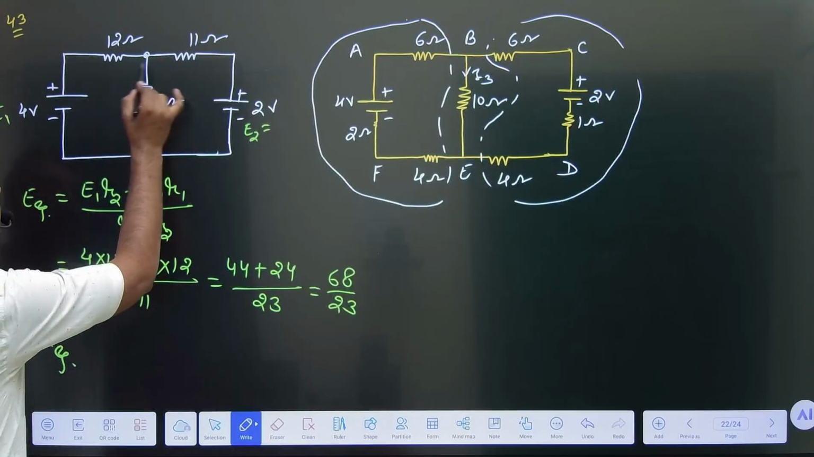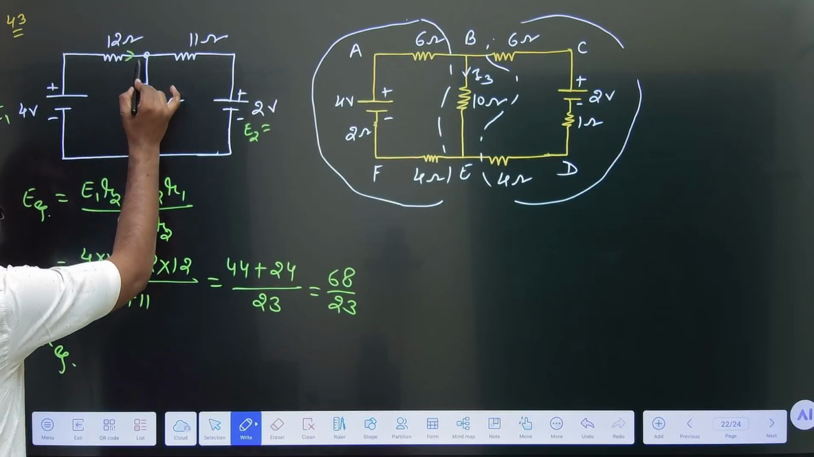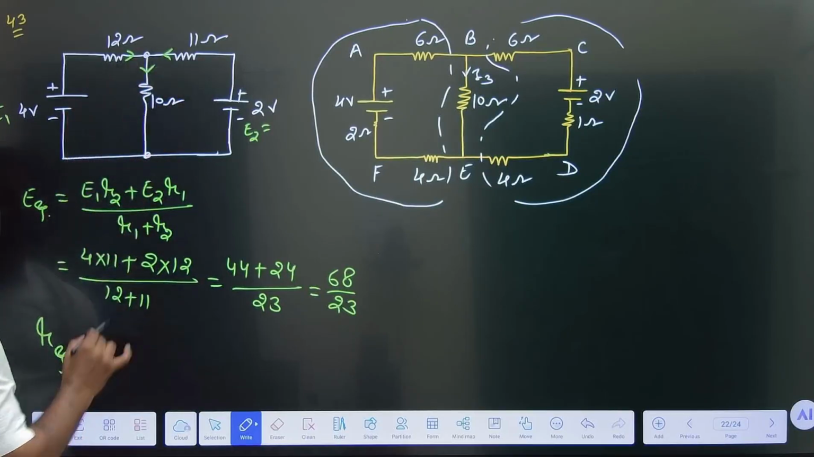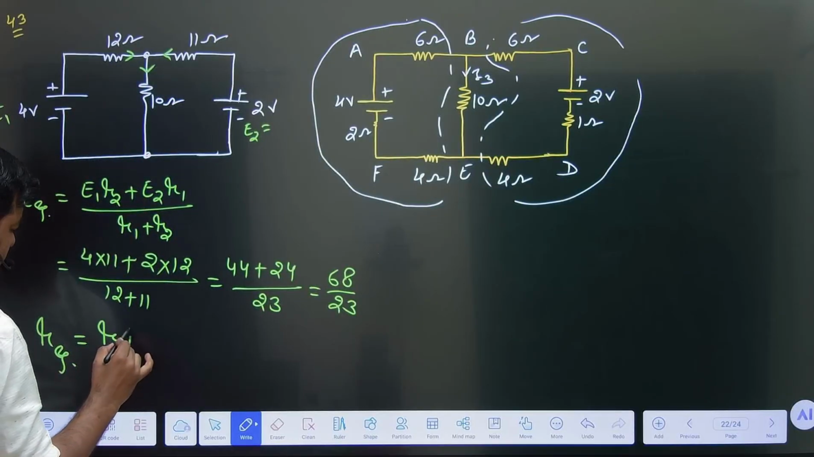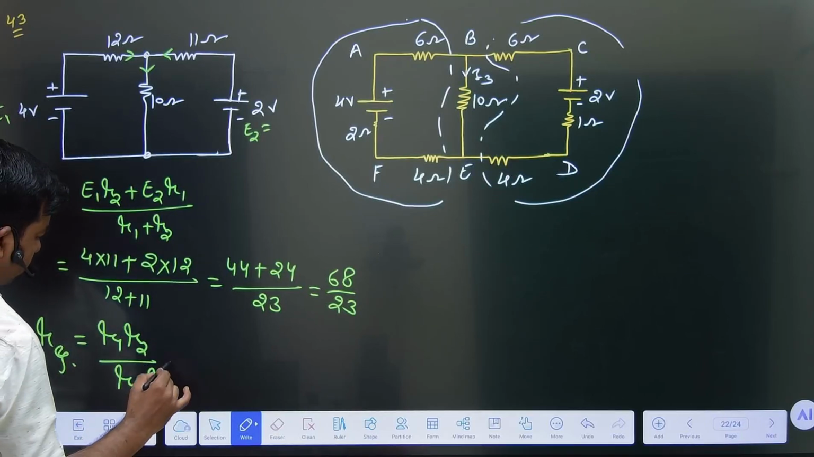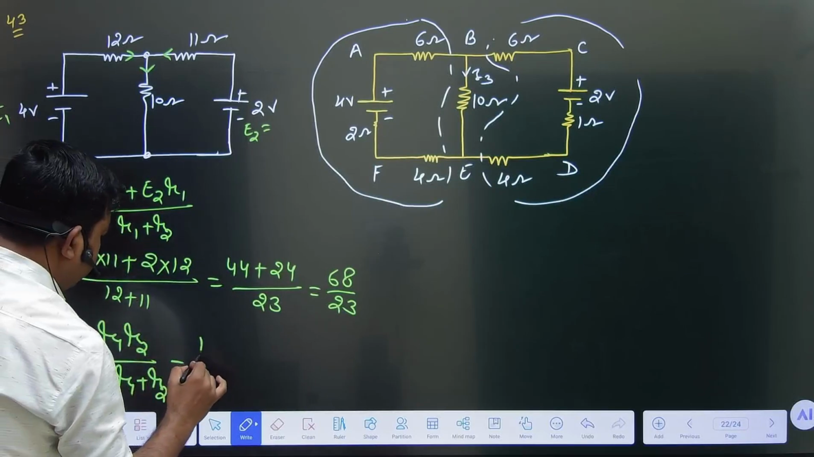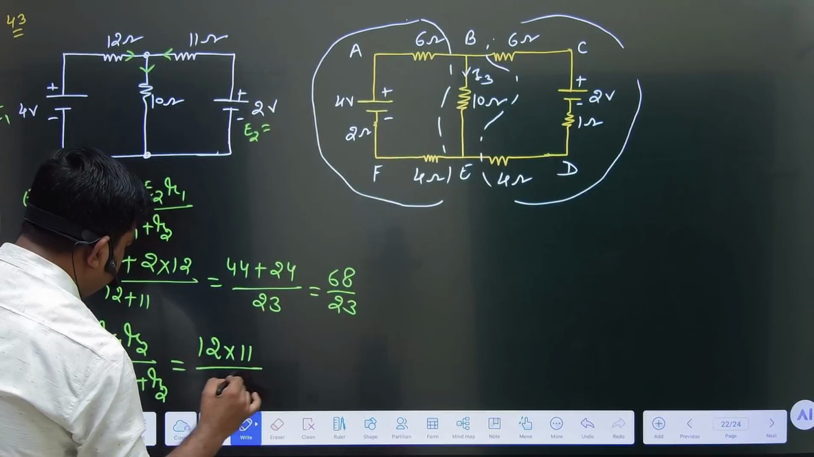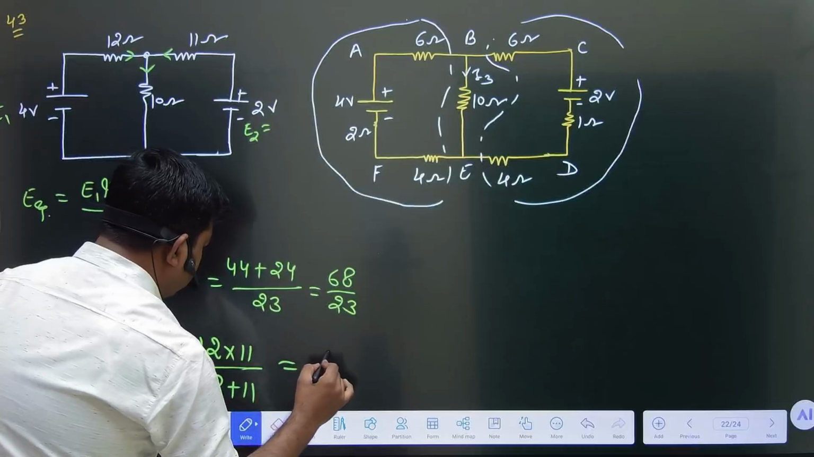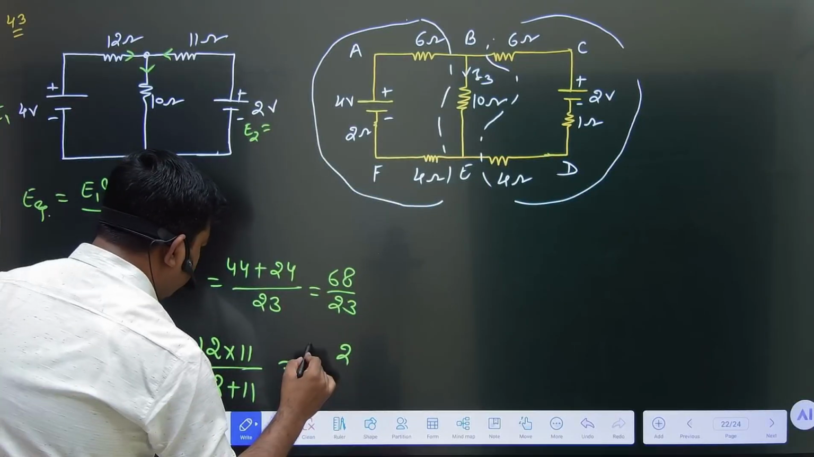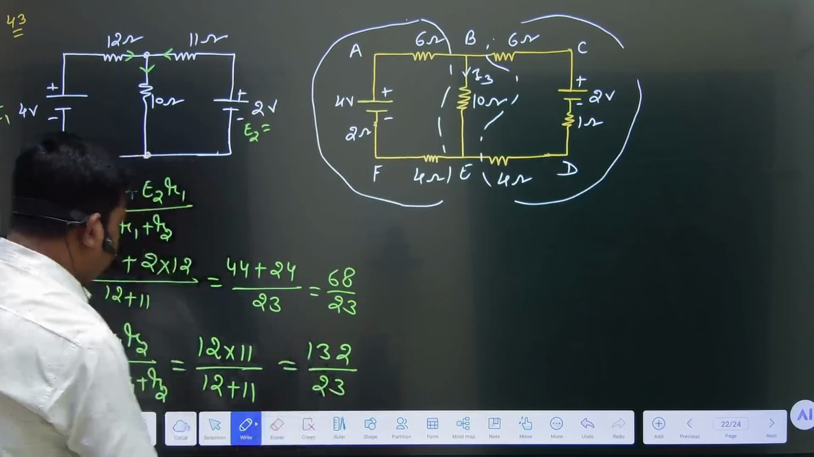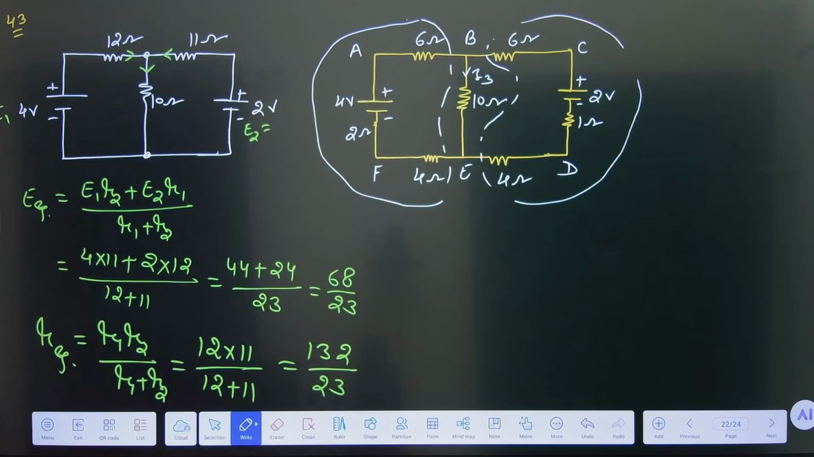So this and this both are connected in parallel, because this current moves in this direction and this current is again moving there. So both of these are connected in parallel, and in parallel what is the equivalent? R1 R2 divided by R1 plus R2. What is R1? R1 is 12 into 11 divided by 12 plus 11. So we get here 132 by 23. Clear to you? This is the R equivalent.